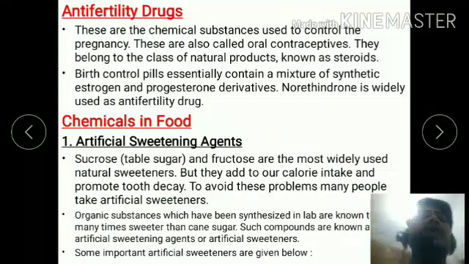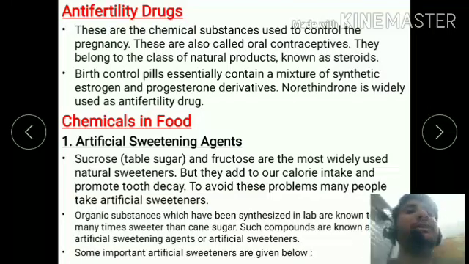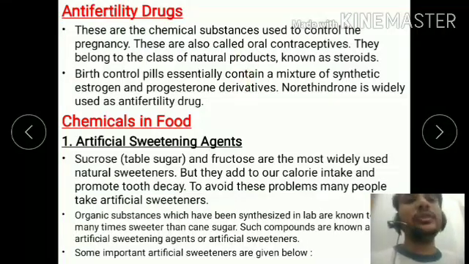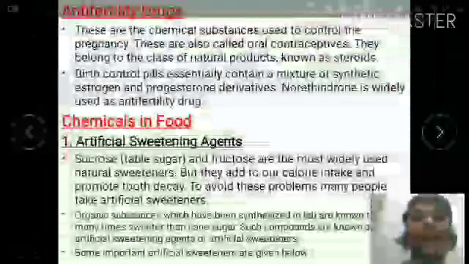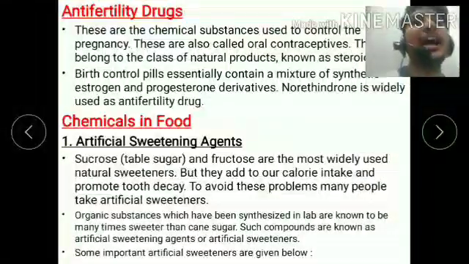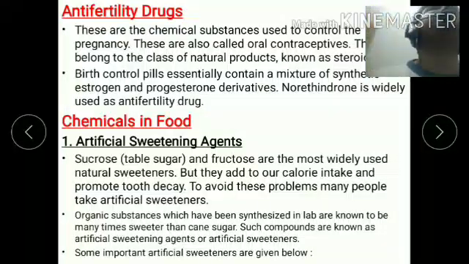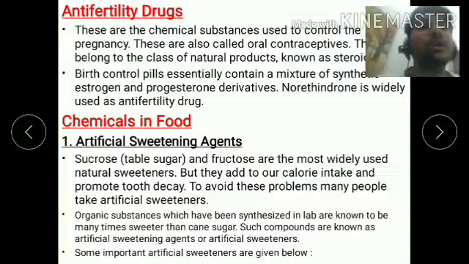Okay, the next topic is chemicals in food. Which types of chemicals do we use in food? Just see it. Chemicals in food. The first one is artificial sweetening agents. Artificial sweetening agents are chemical compounds, just like sugar free. Sugar free is an artificial sweetening agent. Now at this time we use it.